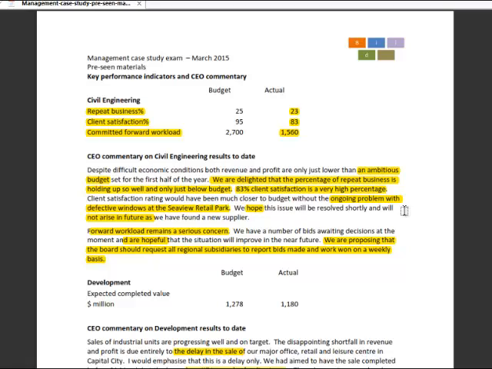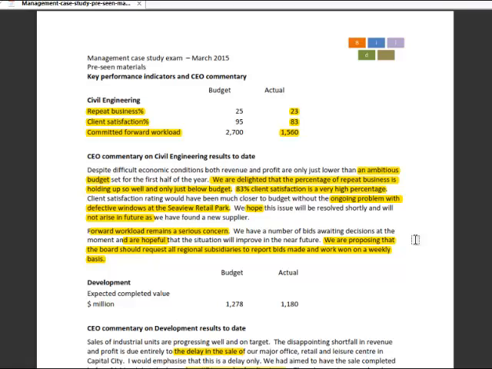"Forward workload remains a serious concern. We have a number of bids awaiting decisions and are hopeful the situation will improve." So what does hopeful mean? What are we doing about it? What happens if they don't win them? What are the alternate plans? Are there any plan Bs or contingency plans?